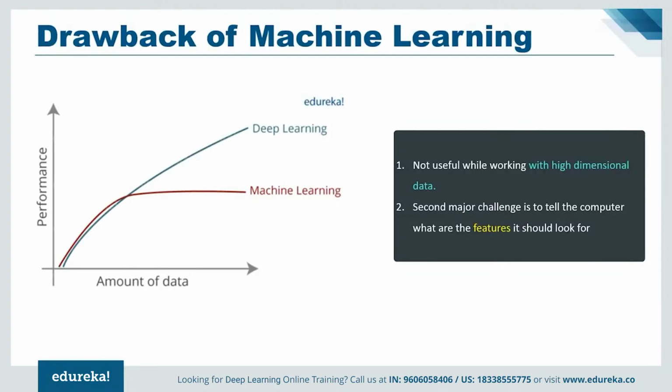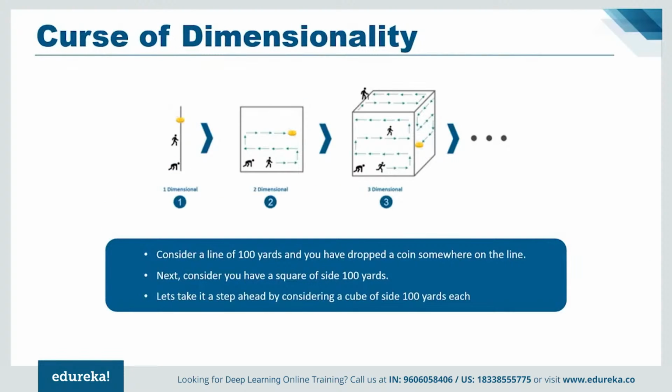Now, to understand this in simpler terms, let's consider the following image. Consider a line of 100 yards, and you have dropped a coin somewhere on the line. It's quite convenient for you to find the coin by simply walking on the line. This very line is a single dimensional entity. Next, consider a square of 100 yards, and yet again you drop the coin somewhere in between. It's quite evident that you are going to take more time to find the coin within the square as compared to the previous scenario. This square is a two-dimensional entity.